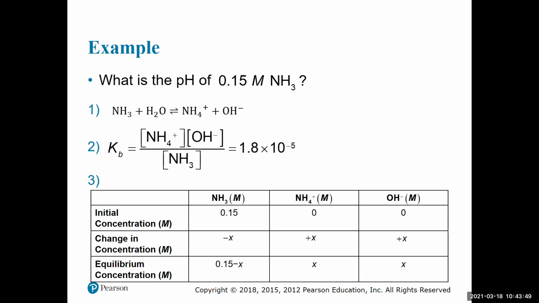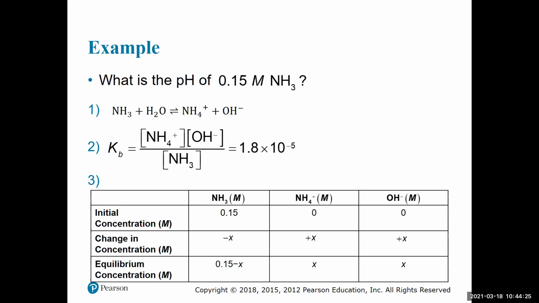Step 3 hopefully looks familiar to you because once again, we're using our table where in the top row we have our reactants and then our products listed. And all of this is listed in molarity. That's the concentration we use for these types of calculations, so moles per liter. Then in the first row below that, we have initial concentration. We said we started at 0.15 NH3, and we have 0 of the other two.